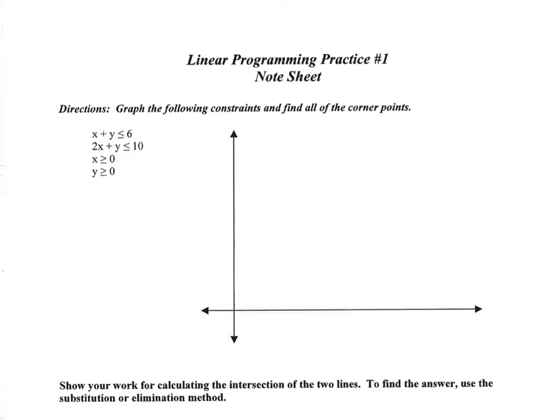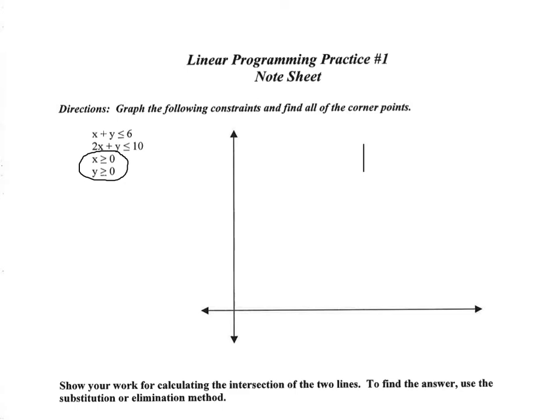Make sure you have this sheet in front of you, and please follow along as I go through things. If you notice, we have 4 constraints that we need to graph. x plus y is less than or equal to 6, 2x plus y is less than or equal to 10, and then we have 2 constraints, x is greater than or equal to 0 and y is greater than or equal to 0. The nice thing about those 2 constraints is those are super easy to graph.